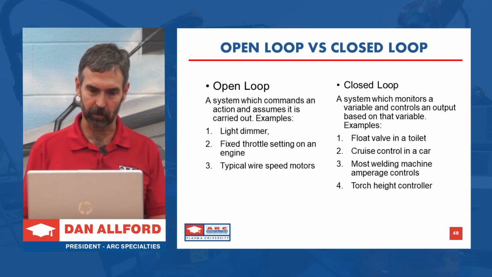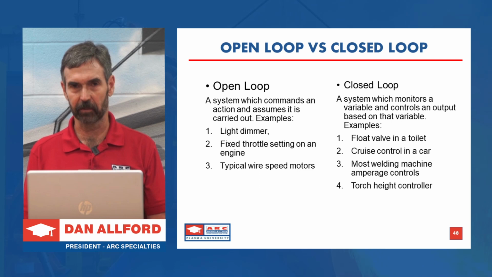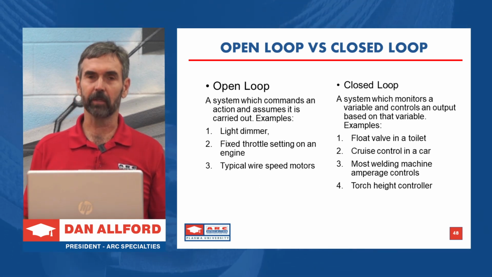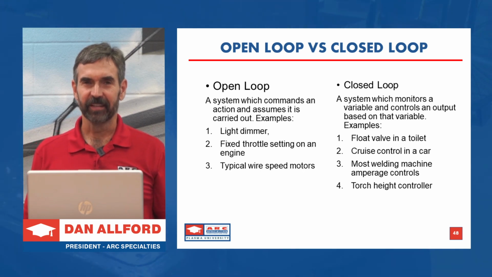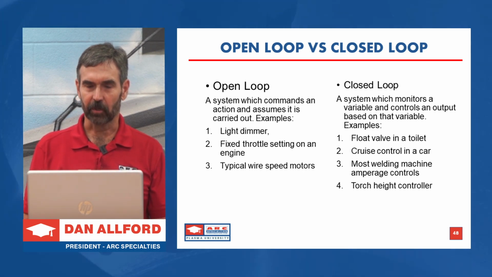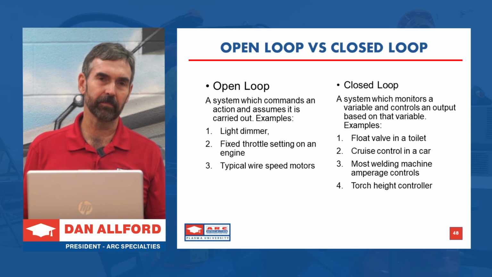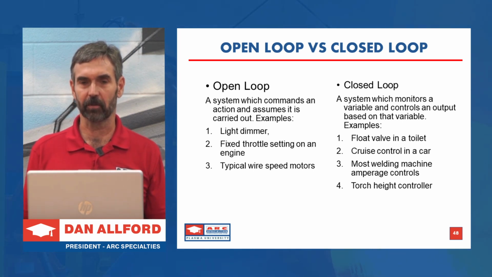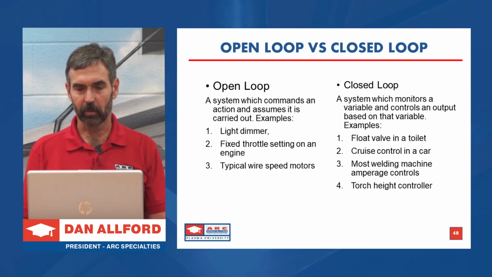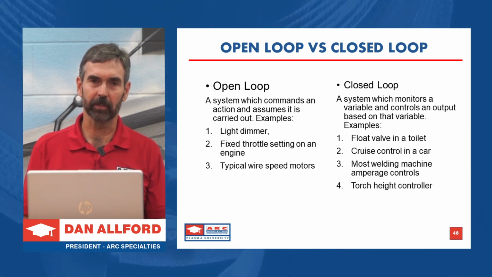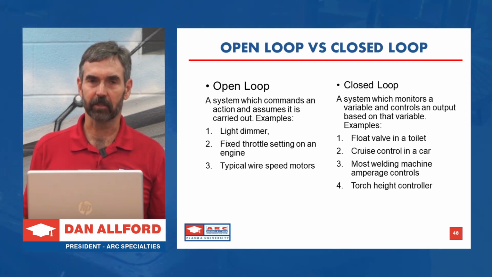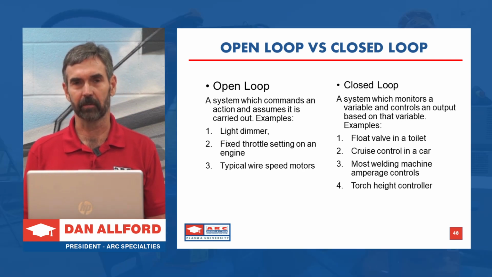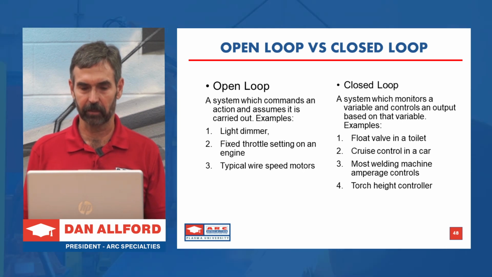So in closed loop control, a system monitors the variable and makes correction in real time. So, a float in a toilet, okay? As your toilet fills up, the valve slowly pinches off. Or cruise control in your car, you set it for 70 miles an hour. If it goes too fast, it'll reduce throttle. If it goes too slow, it'll increase throttle. Closed loop control. And then welding amperage on most welding machines is now closed loop through a Hall effect sensor. And that's good because you need to be able to control the amperage in real time, not just assume the machine's going to put out the right amperage.